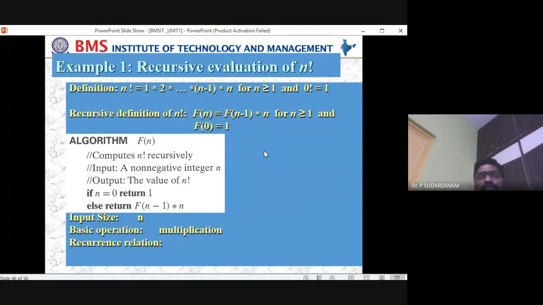Now we have to find out the formulas. 1 into 2 into 3 into 4 and so on up to n minus 1 into n. So for that, how to write the equations? Here it is n into f of n minus 1. That we have written as function of n minus 1 into n. These are the mathematical functions. Up to where can we execute the statement? For n greater than or equal to 1, and f of 0 is equal to 1. Factorial of 0, you know, is always 1.